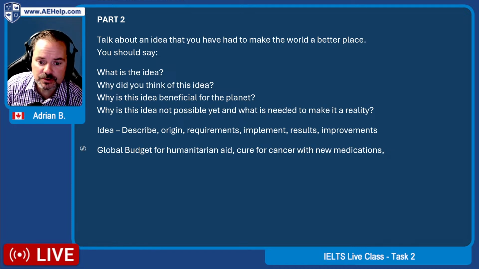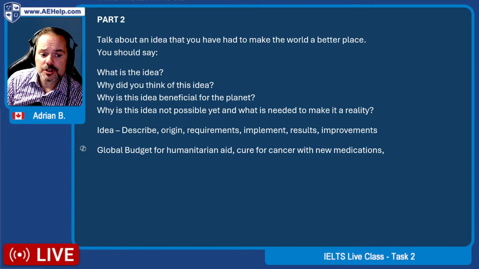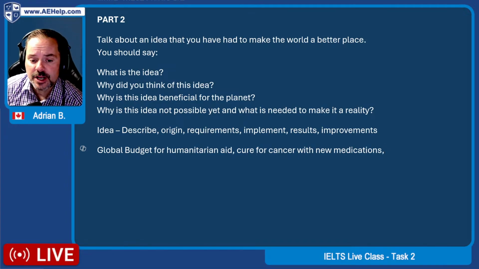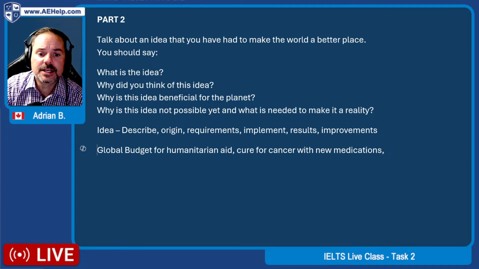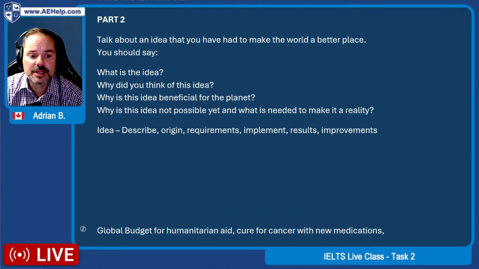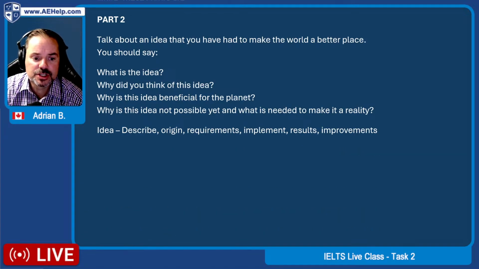Okay, so look at the screen. Which one do you want to choose? Global budget for humanitarian aid or cure for cancer with new medications? Cure for cancer, of course. Okay, let's do it. So talk about an idea that you have had to make this world a better place. Your 1-minute preparation time is up. Please begin speaking.